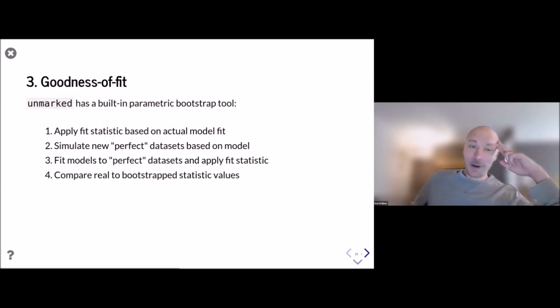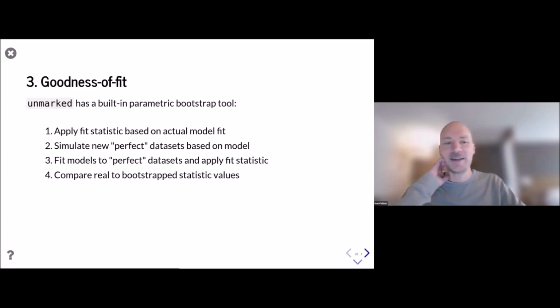So next I wanted to talk a little bit about goodness of fit and unmarked. This is something of a challenge with hierarchical models in the sense that there don't tend to be available a lot of great purpose-built fit statistics, at least that I'm aware of. So things are a bit limited, but unmarked has a built-in tool for parametric bootstrapping, which can be useful for goodness of fit and a bunch of other tasks as well. The basic idea here is that you find some fit statistic, which again is often a challenge, finding an appropriate one, and you apply it to your model. But that single number doesn't typically tell you much.